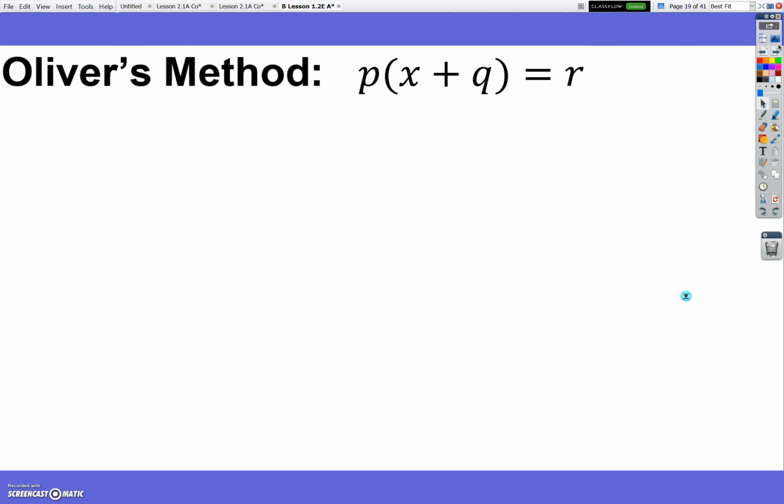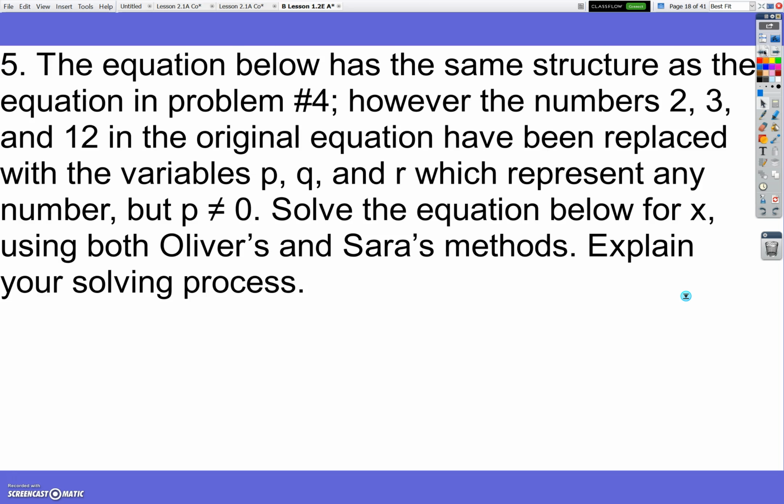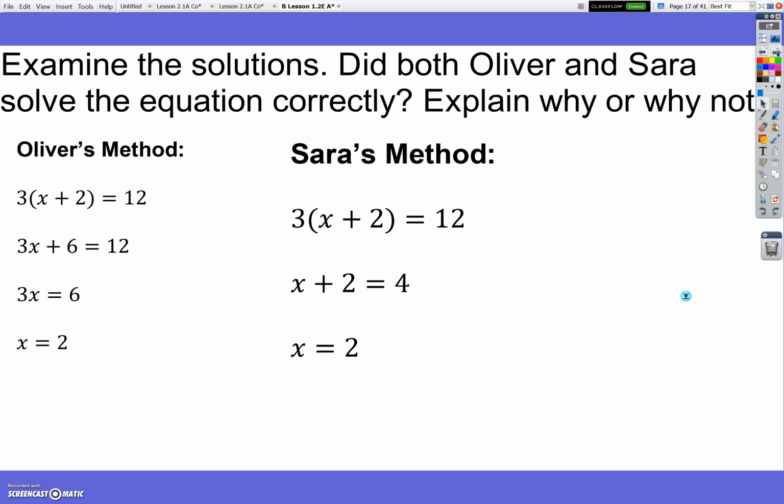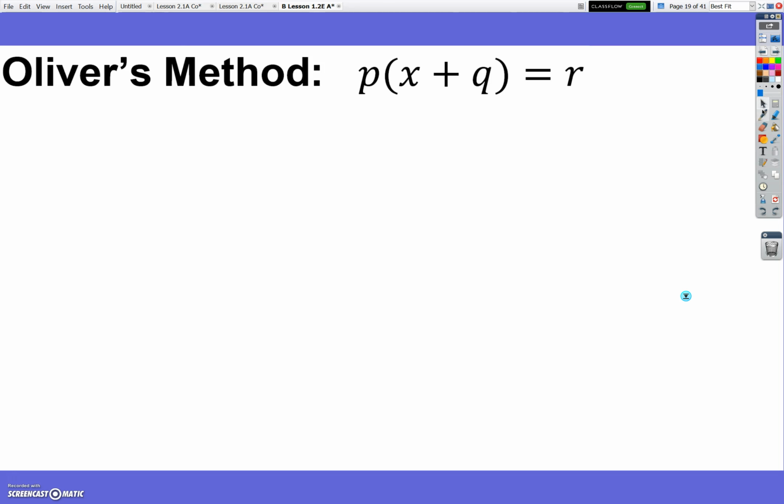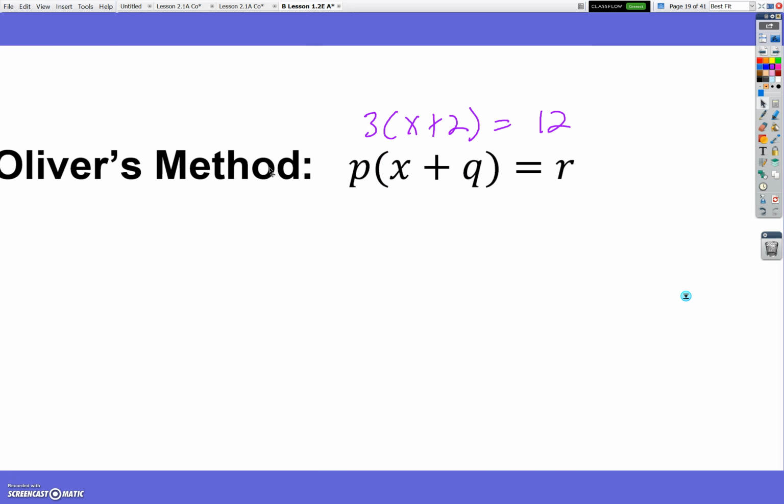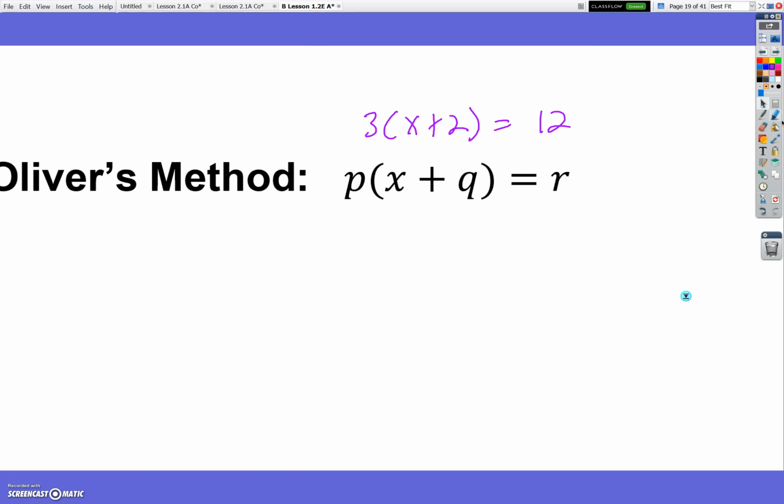All right. So now instead of having 3 parentheses x plus 2 equals 12, what we are going to do is solve this the same method Oliver did, except with variables. Instead of numbers, we're just going to have variables.